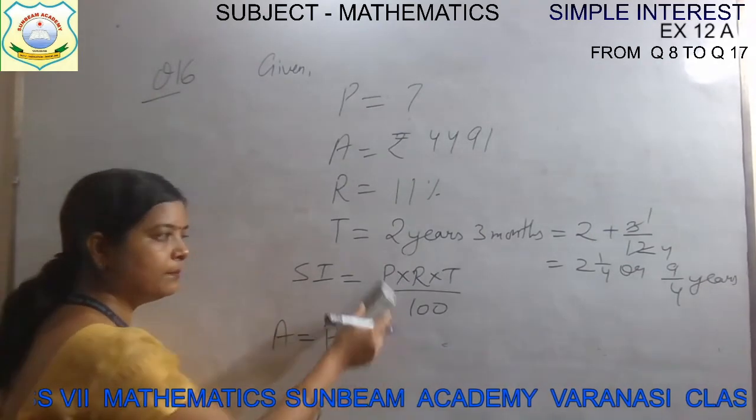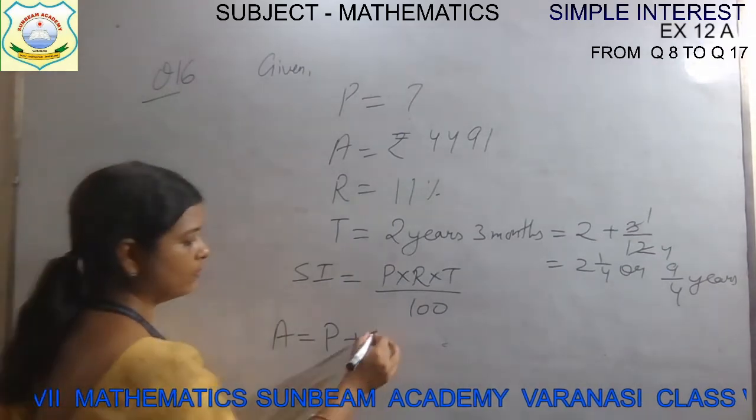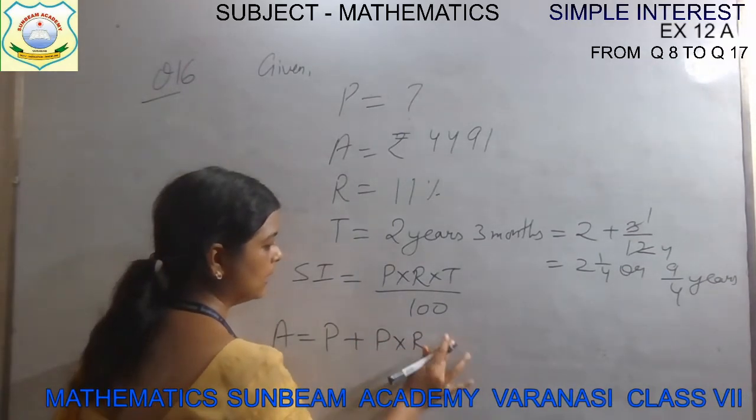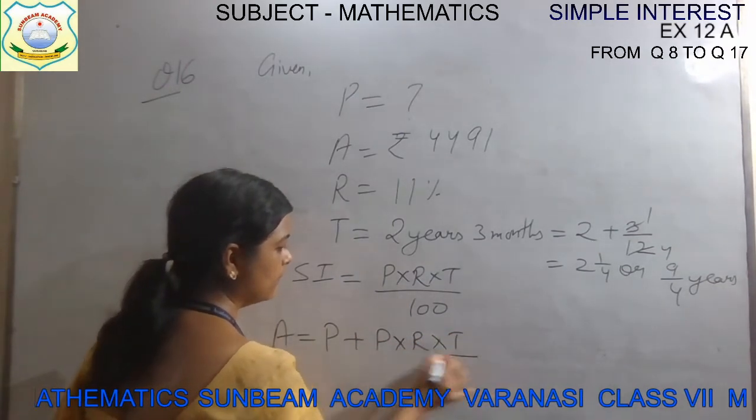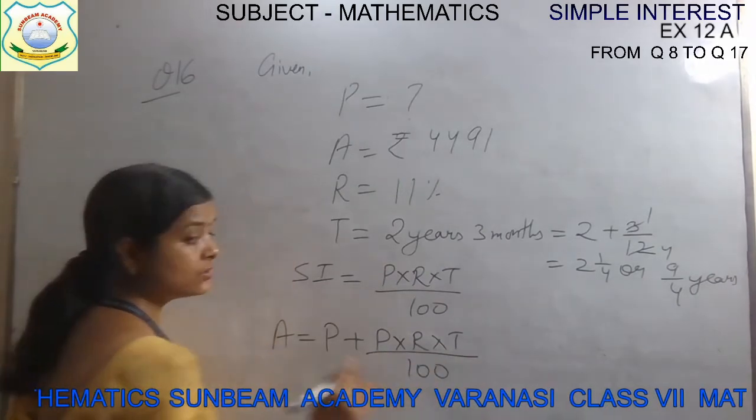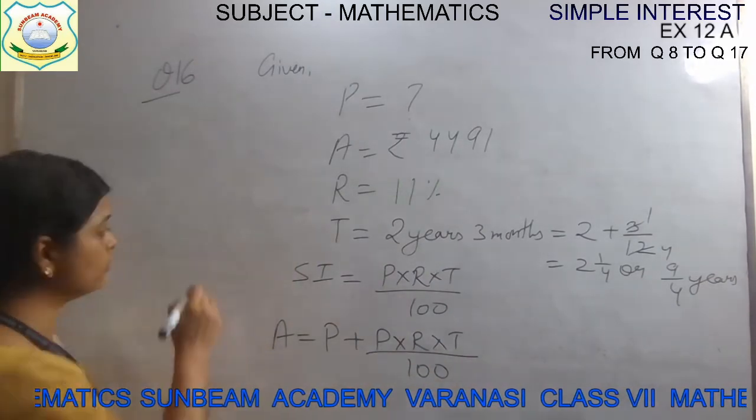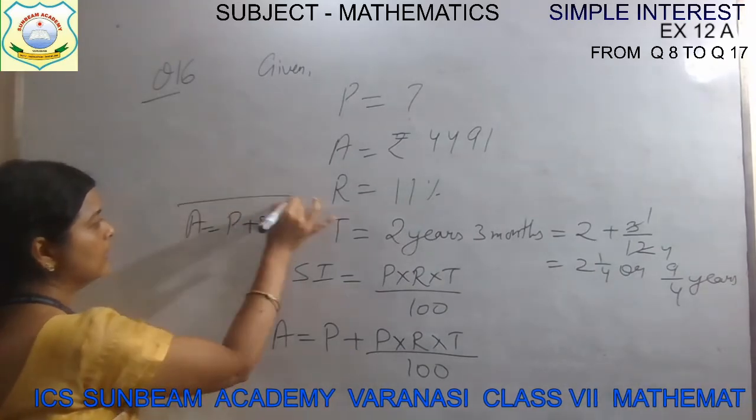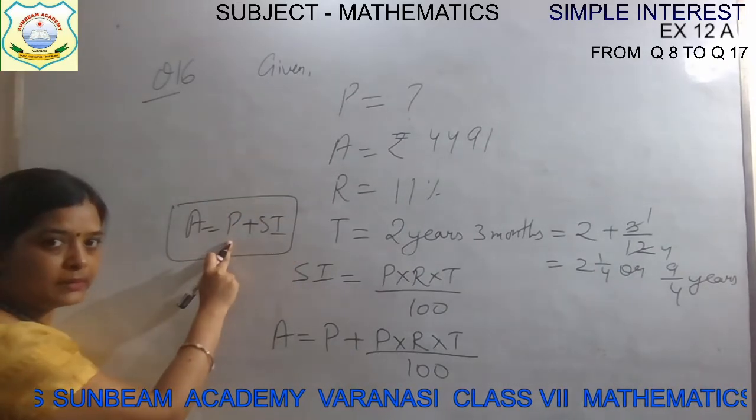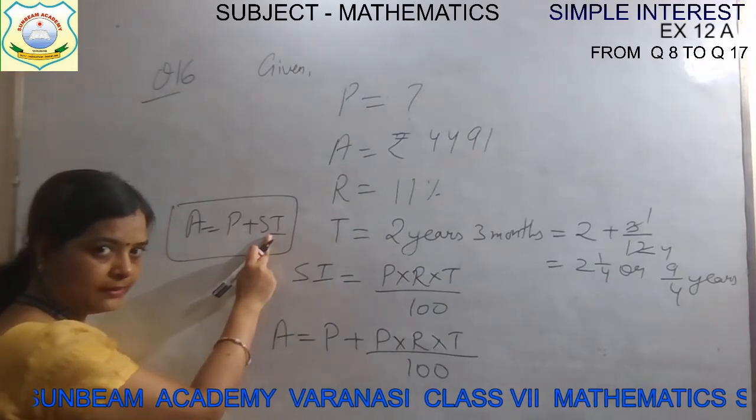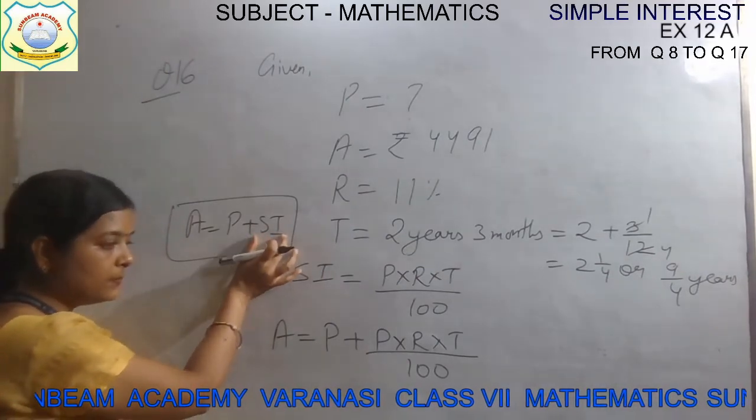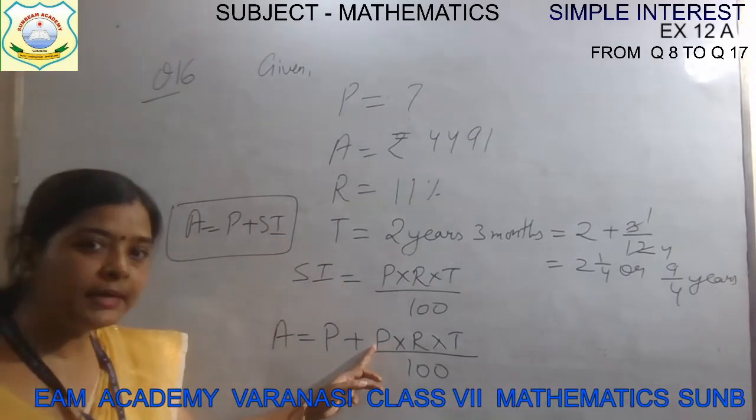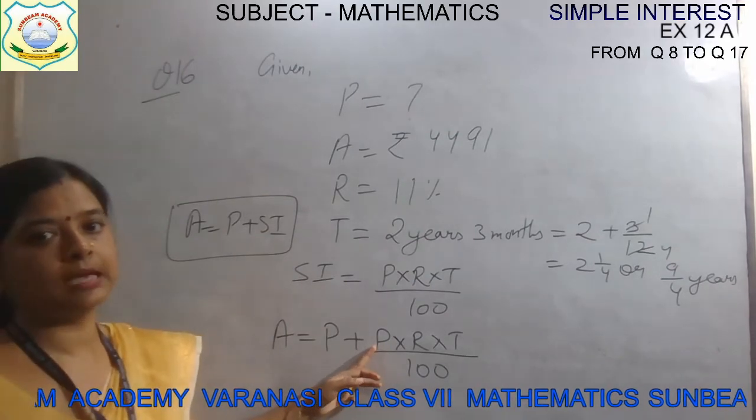Instead of SI, what will ma'am write? P into R into T upon 100. Why is ma'am writing this, children? Just think that if you use amount is equal to P plus SI, then neither do we know the principal money, nor do we know the simple interest. So I am writing this simple interest in the P terms where P has come.